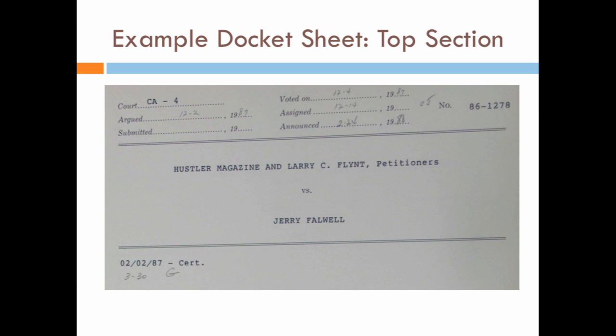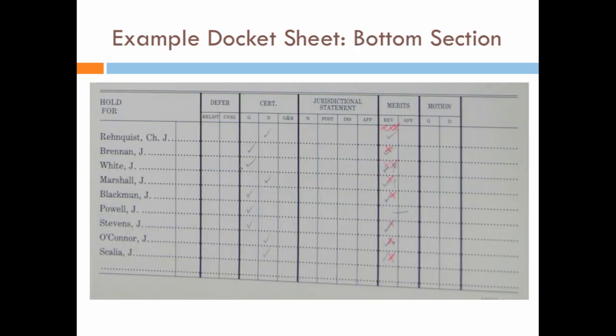In addition to the name of the case, the top of the docket sheet contains the court of origin specifying where the appeal came from. If the case is granted review, it also contains the date of oral argument, if applicable, the date of the opinion announcement, and the date the decision of the court is announced. The upper right-hand corner includes the docket number that is assigned to that case.